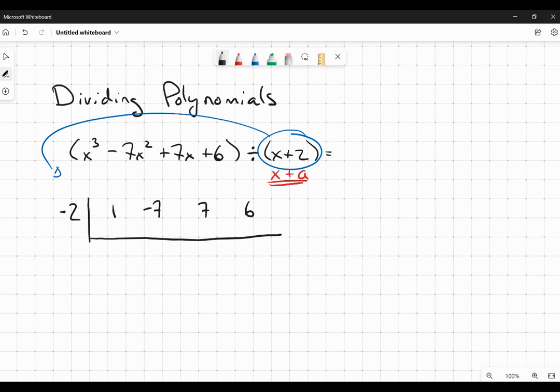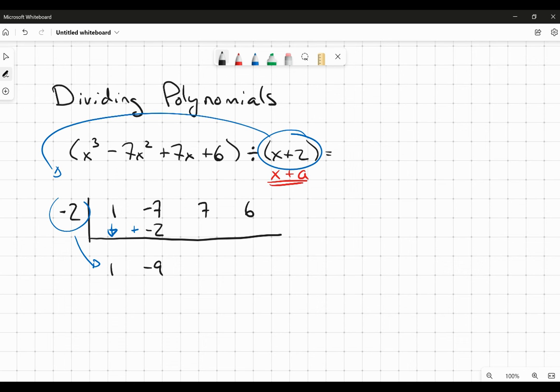So the way my procedure works here is the very first thing I'm going to do is take that first coefficient and just drop it right down, so I get a 1 here. And now we multiply. So negative 2 times 1 is going to be negative 2. I'm going to put that right here. And here's the difference. Because I changed the sign on that 2, at this point I am simply going to add. So negative 7 and negative 2 gives me negative 9.